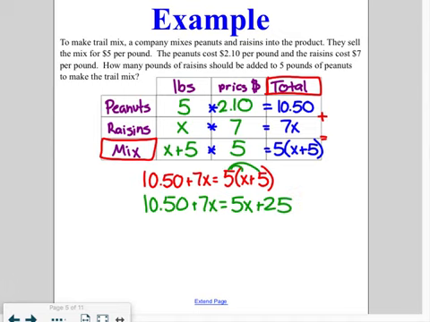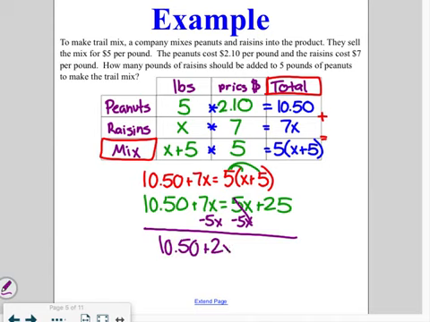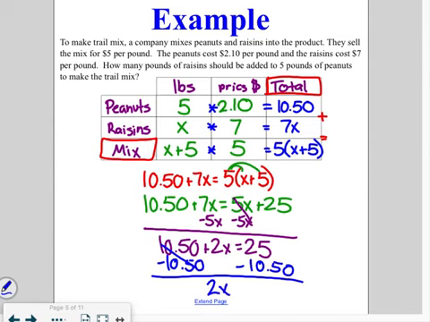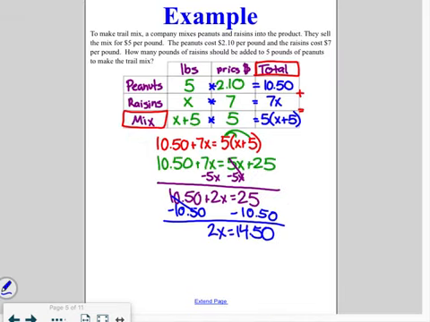25. Combining our variables together, I'm going to subtract 5x from both sides, and I end up with 10.50 plus 2x is equal to 25. Subtract 10.50 from both sides, and I end up with 2x is equal to 14.50. Finishing out the problem, we're going to divide that by 2, and I get x is equal to 7.25.